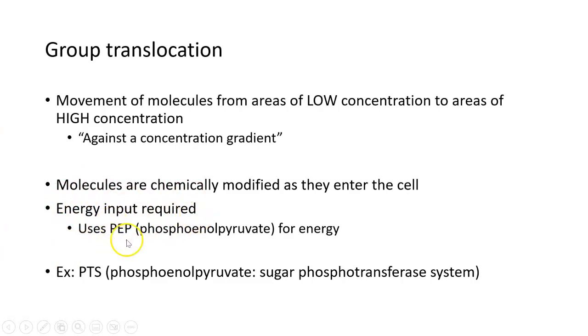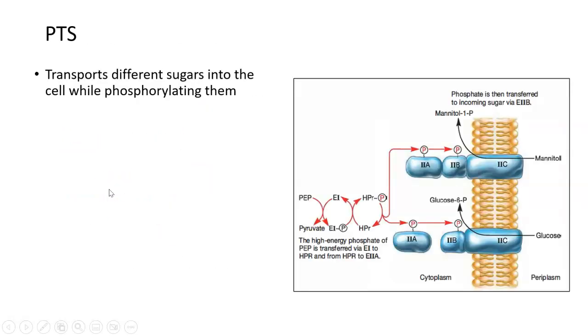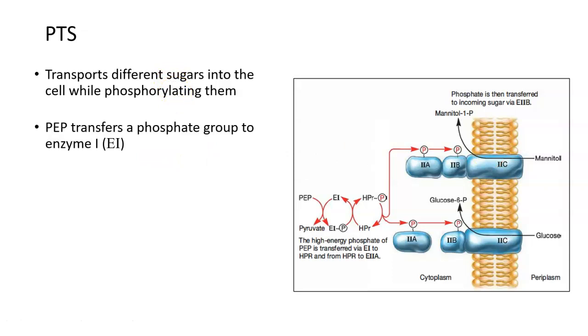And as I mentioned, this is going to require some input of energy. And the energy input here, rather than ATP, which is an energy currency we're familiar with, is PEP, or phosphoenolpyruvate. And so the PTS system is a sugar transfer system that uses PEP for energy and modifies sugars as they come into the cell. And I'm going to explain how that works on the next slide. Right? And so you hear PTS transport is moving different sugars into the cell, and the chemical modification that happens to them is phosphorylation, or adding a phosphate group.